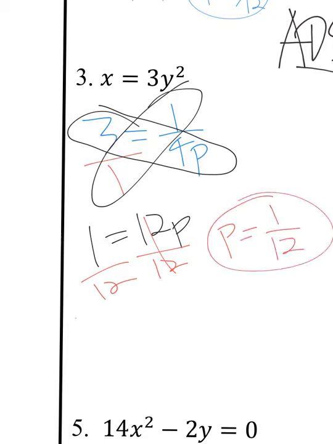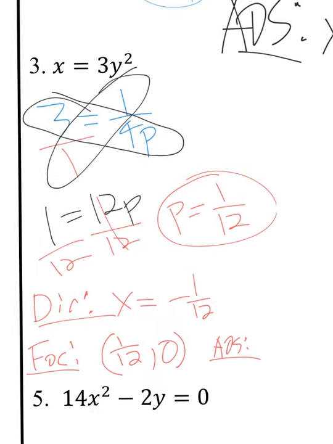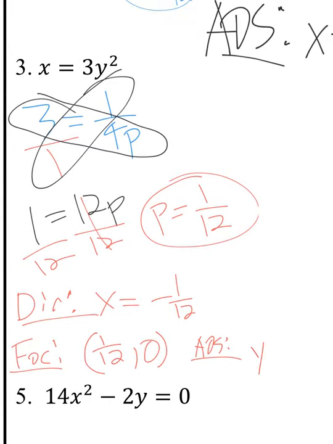And so now my directrix will have to be in x equals form. And so I'll say x equals negative 1 over 12. My focus will be in the x coordinate, and I will not flip the sign, so positive 1 over 12 comma 0. And then my axis of symmetry is not x equals 0, it's now y equals 0. And that's everything to say about number 3.